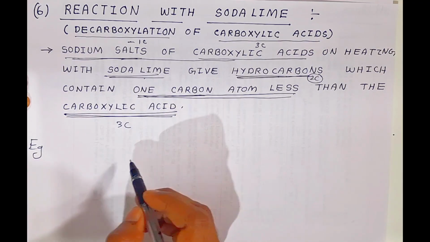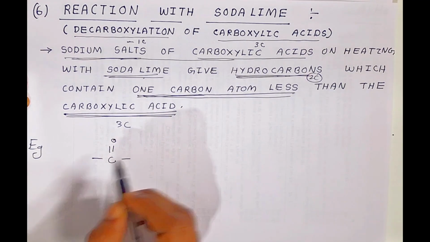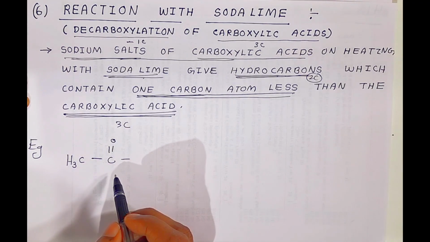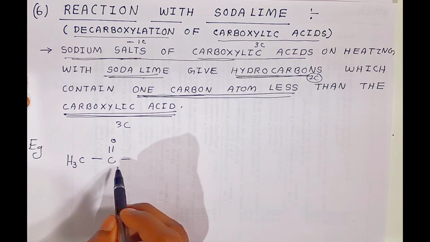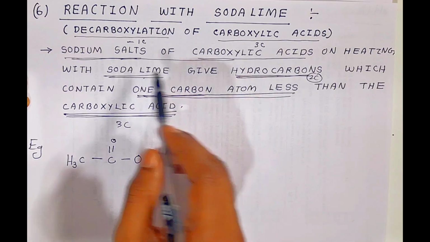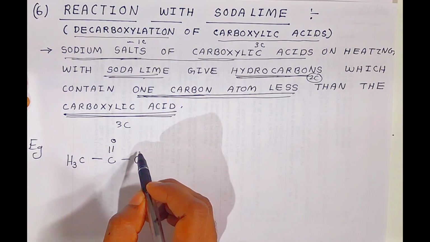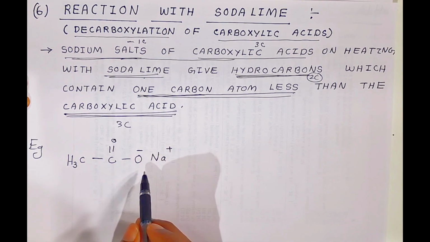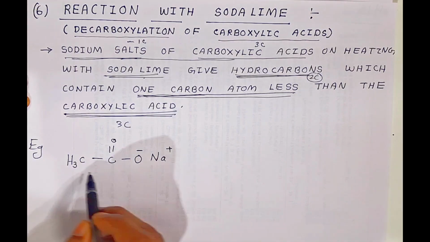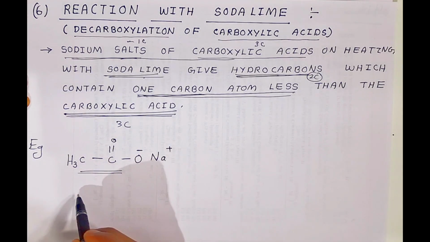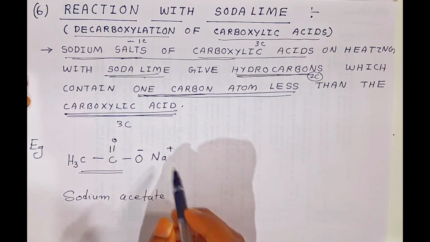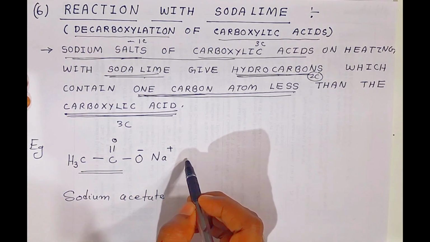Okay students, carbonyl has 2 valency. One valency will always be with the oxygen. I am taking the simplest example of a carboxylic acid salt, that is acetate, 2 carbon. Here we are talking about the sodium salt, so the oxygen will have a negative charge and sodium will have a positive charge. This is the nature of the salt. Which organic salt am I taking, students? Sodium, and it contains 2 carbon, so the name will be sodium acetate. So sodium acetate salt, students, on heating with soda lime.